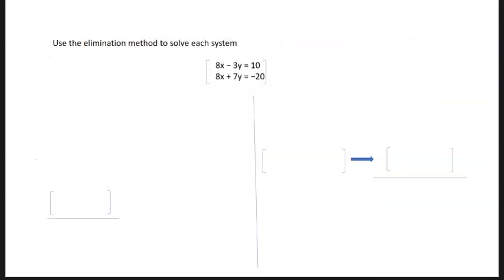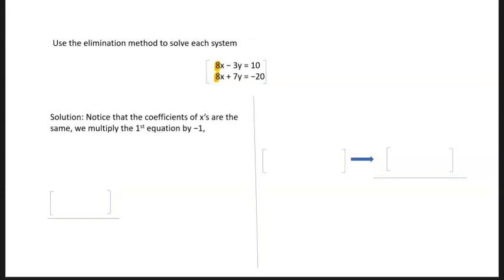So now let's look at another example. In this case, notice first let's look at the number in front of x. They're the same. So if I want to turn them into opposites of each other, I just need to take one of the equations and multiply by -1. That would turn 8 into -8. So this is what I did.